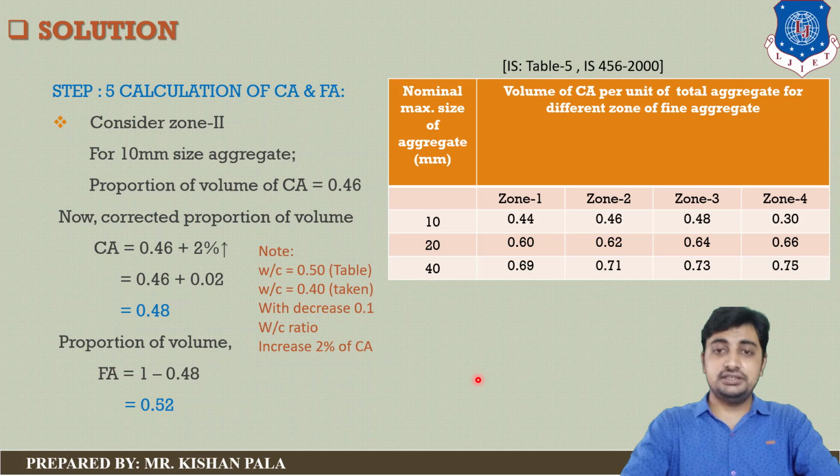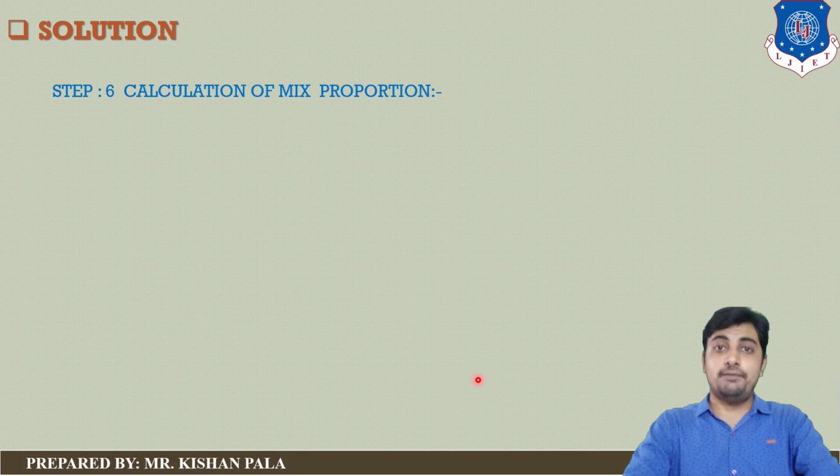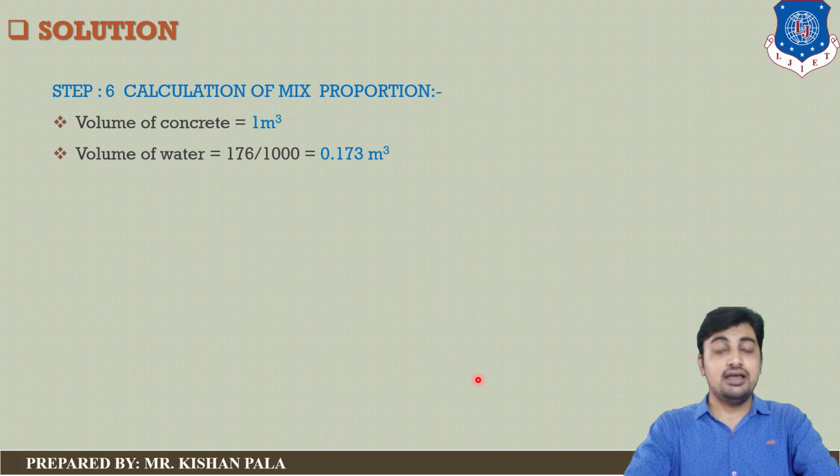After finalizing the volume of coarse aggregate and fine aggregate, our next step is calculation of mix proportion. As we know, for any mix design we calculate for 1 cubic meter, and we have taken 176 liters for water mass.